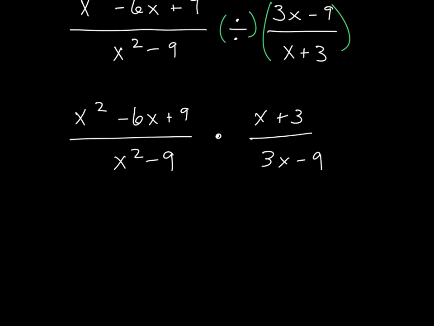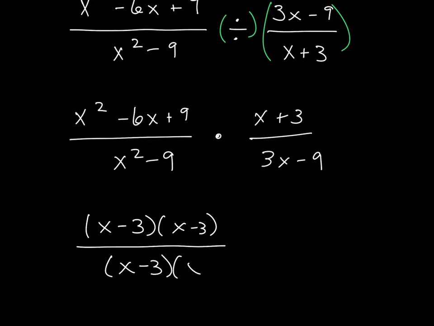Now I must go ahead and factor. Remember, before you are allowed to cancel anything, you must factor. So I'm going to factor the numerator. That becomes x minus 3 times x minus 3. The denominator is the difference of two squares, which is x minus 3 times x plus 3. And x plus 3 has no common factor. And then in the denominator, your GCF is 3 times x minus 3.